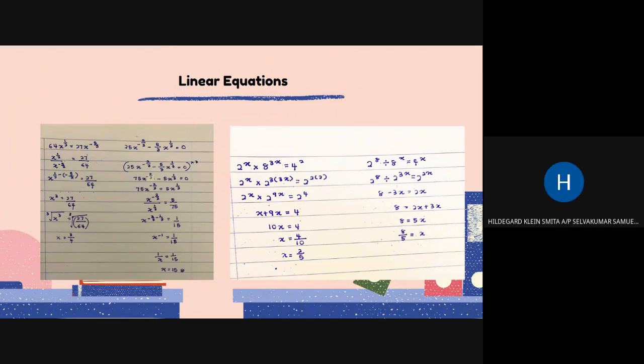Now we will be looking into linear equations. First of all, let's have a look at two examples that are stated over here. The first equation that's given is 64 x to the power of 1 over 2 equals 27 x to the power of negative 5 over 2. So how do we solve this?